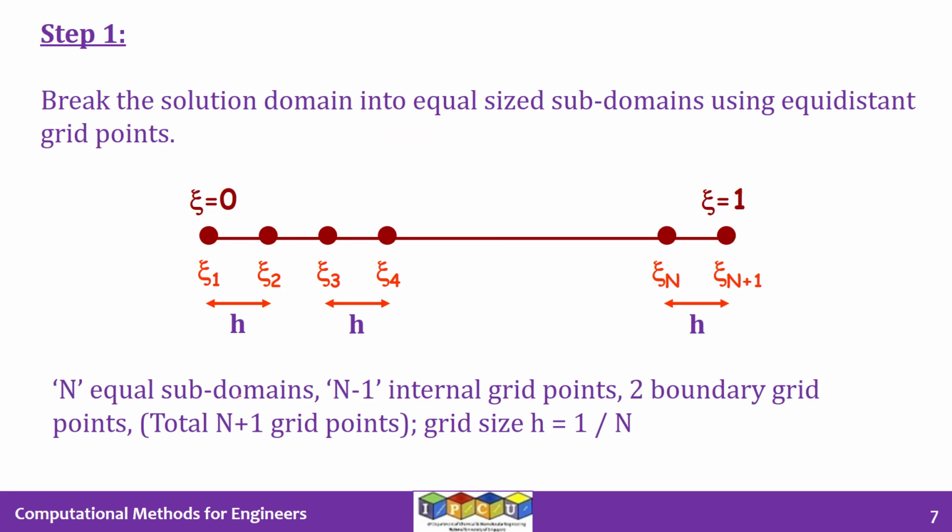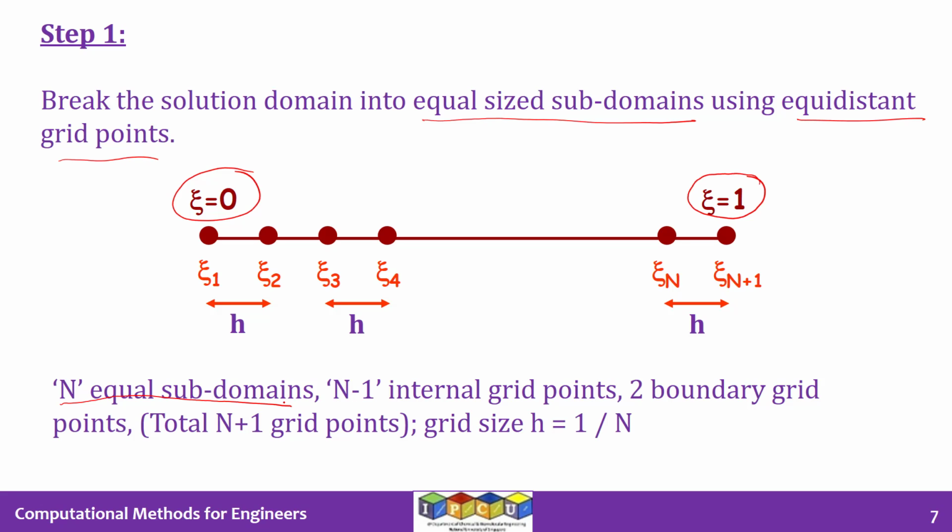As a first step, we break the solution domain or the independent variable domain into equal size subdomains because that keeps things simple. So we will employ equidistant grid points. For example, if the left boundary is at psi is equal to 0 and if the right boundary is psi is equal to 1, just as an example, what I will do is I will break this distance between psi is equal to 0 to psi is equal to 1 into n equal subdomains.